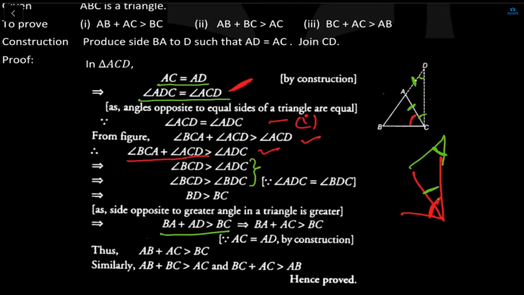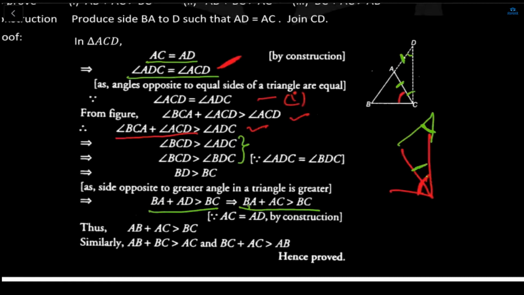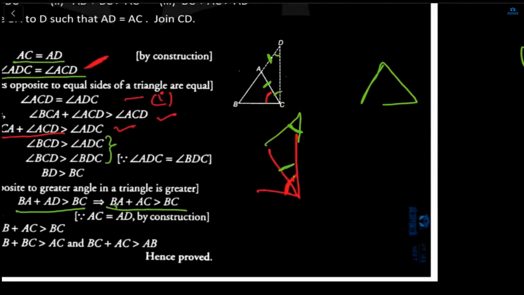Since you already know that AD and AC are equal, instead of AD I can write AC. So BA plus AC is greater than BC, since AC and AD are equal by construction. Understood? So we have got the condition that AB plus AC is greater than BC. And similarly, you can prove it for the other two sides also. One time you have to do it like this, and the other time you have to extend it from down. You can extend it here.